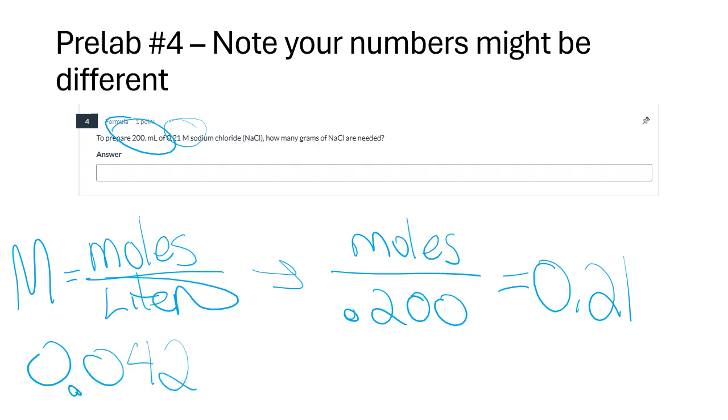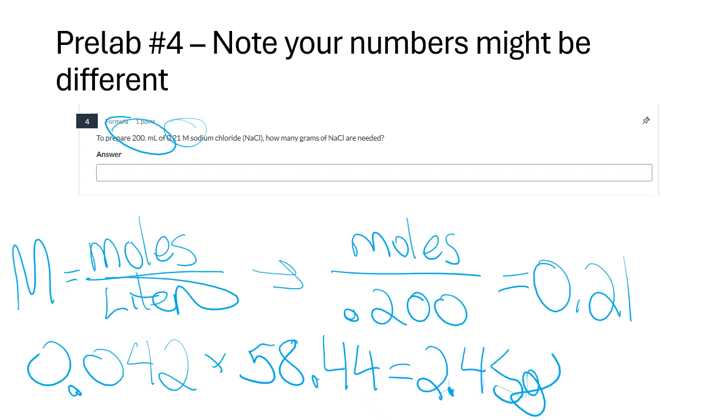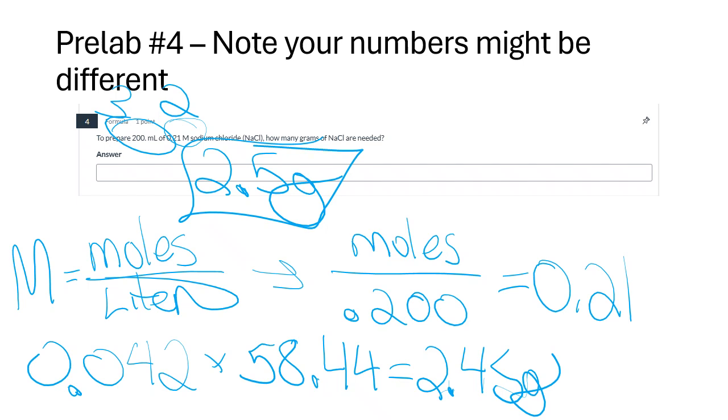To get from moles to grams, you multiply by the molar mass. Molar mass of NaCl is 58.44, and I get 2.45 grams. In the question, we have 3 sig figs and we have 2 sig figs. So when you multiply or divide, you go with the least amount of sig figs. So the answer for this one at least is 2.5 grams.